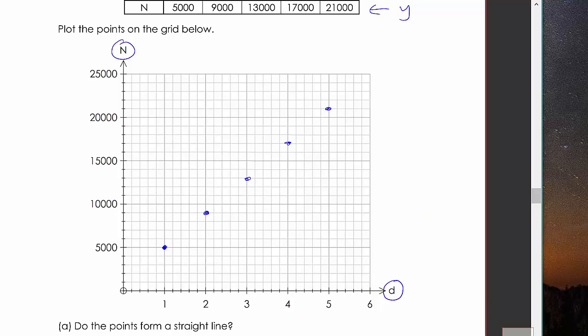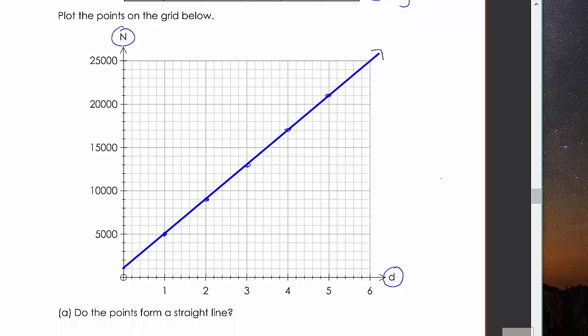Do the points form a straight line? Well, they seem to, so let's draw a straight line through them. And that would go like that. And normally you would just pop an arrow on the end, although we can't guarantee that's the case here.